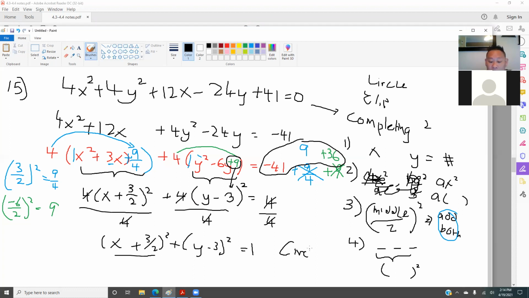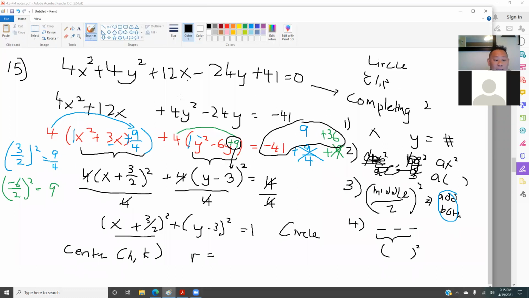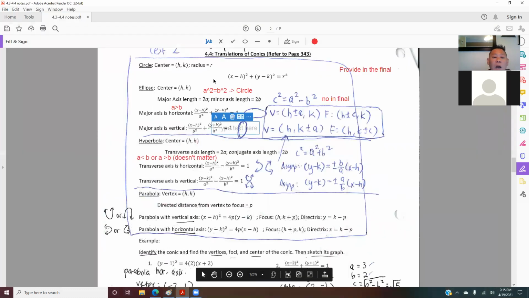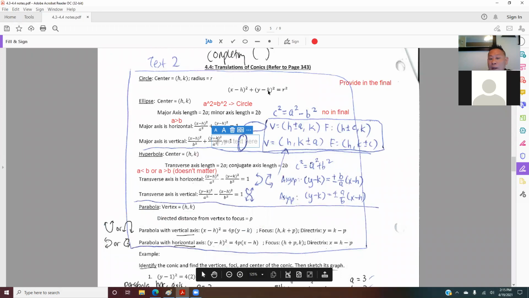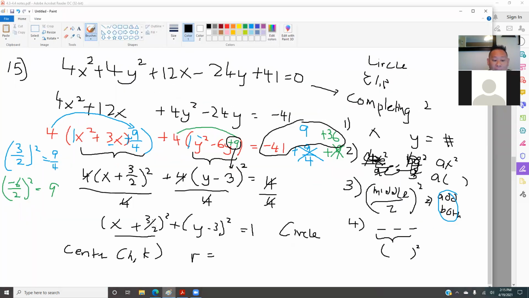So a circle needs to give me 2 things: your center of the circle, which is HK, and the radius, which is R. So how do you figure out the center of a circle? It is inside your x. So if you look at the circle, the center HK is right over here. So make sure the sign is negative. So that means you have to switch your sign. So what we have here is plus 3/2.